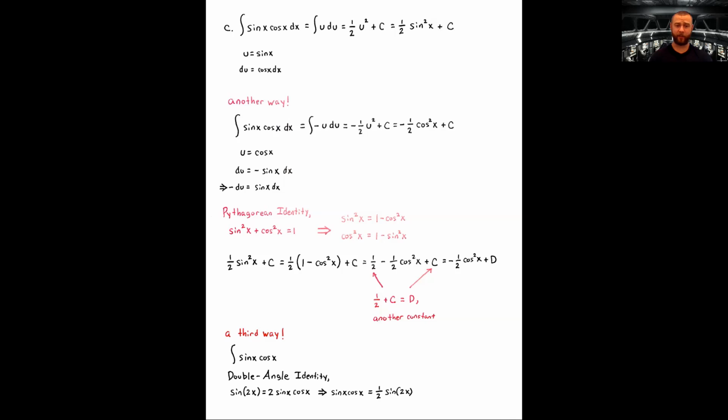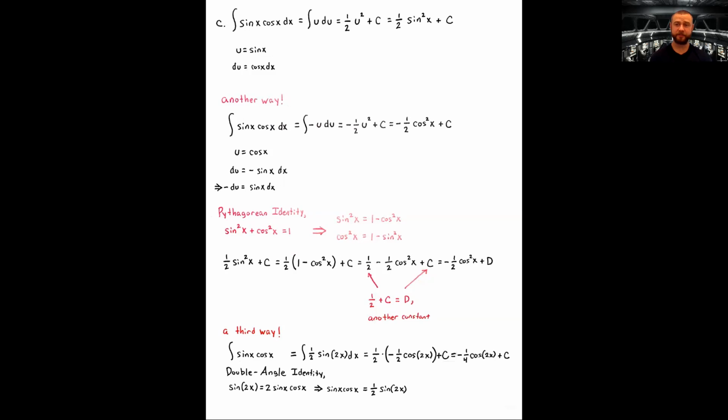The double angle identity we're going to use is sine of 2x equals 2 sine of x times cosine of x. Our integral here was an integral for sine of x cosine of x. And let's go ahead and actually integrate that by first rewriting it. So we can rewrite our original integral of sine of x cosine of x using this double angle identity. We can rewrite it as 1/2 sine of 2x.